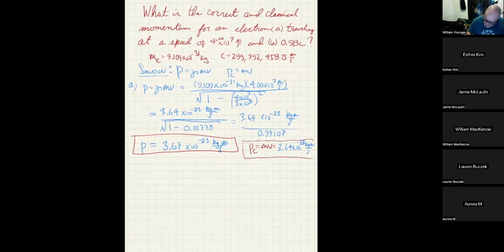So you can see there's not a huge difference. If you wanted to calculate the percent error, it would be 3.67 minus 3.64 over 3.67 times 100, and that gives me about 0.82%. So that's not that big a deal at that speed, which is pretty surprising because that speed's pretty high. Like I said, it's better than 10% of the speed of light. 10% of the speed of light would be basically 2.99 times 10 to the 7th, and this is 4 times 10 to the 7th, so it's a little better than that.